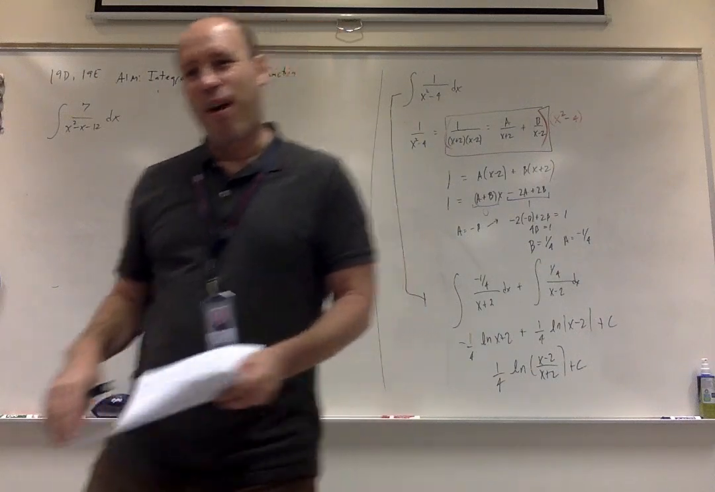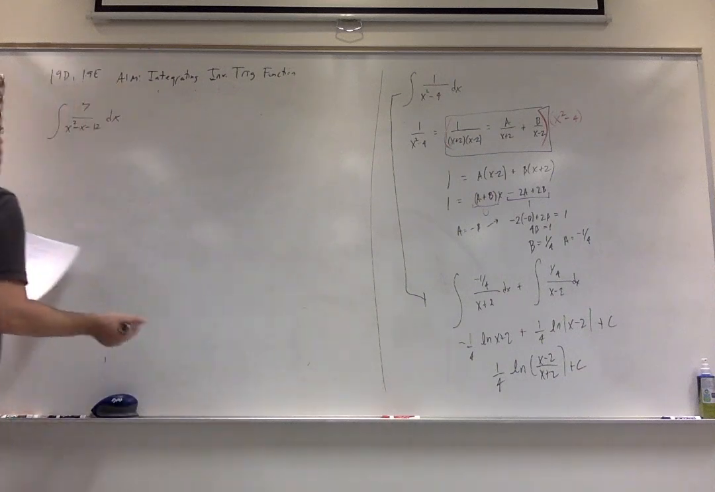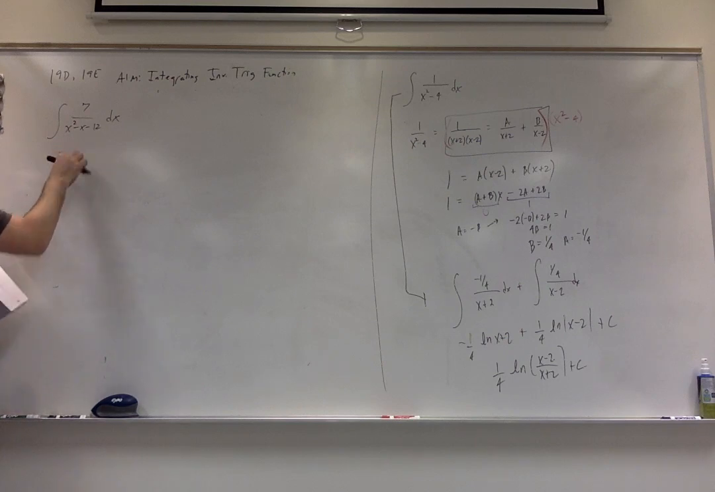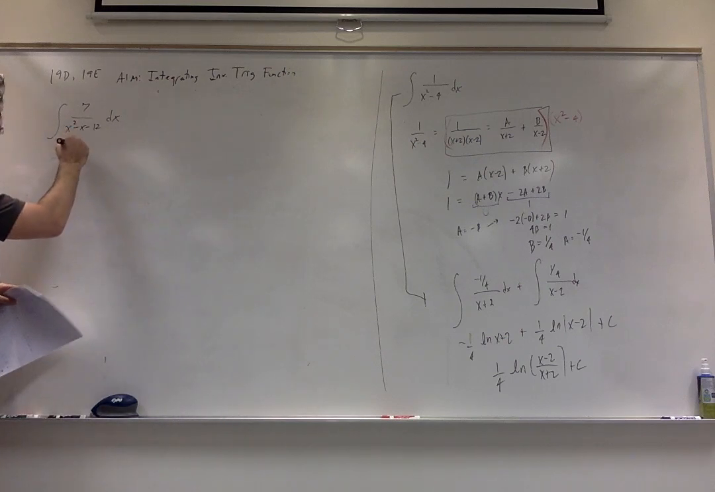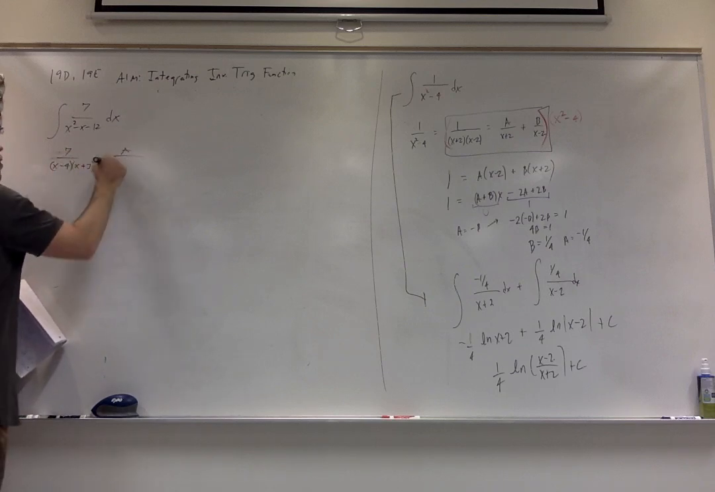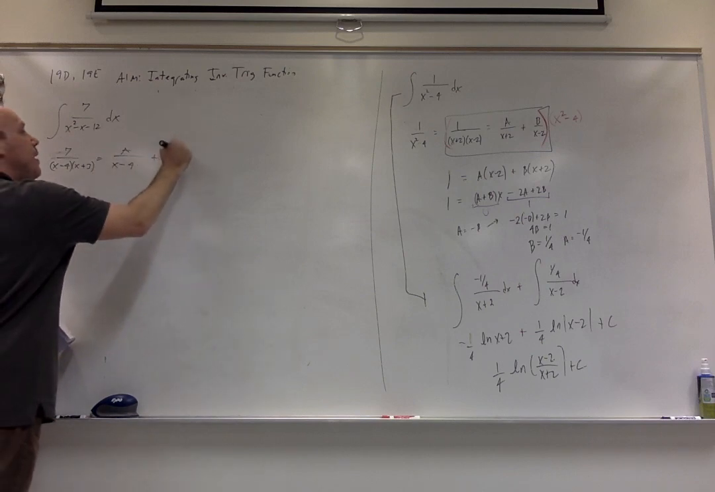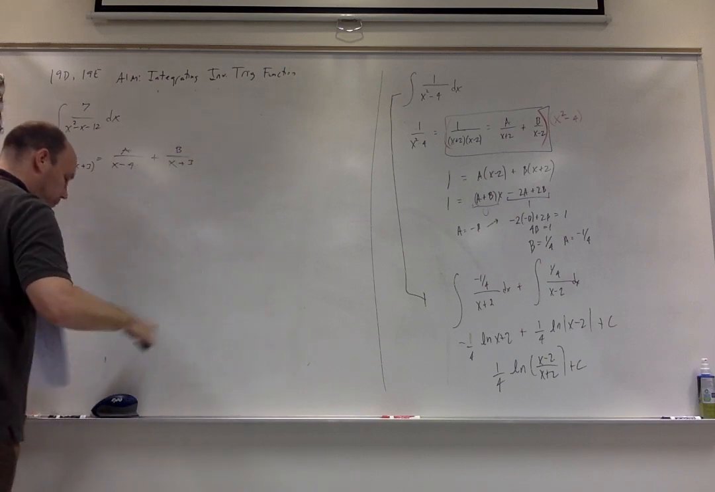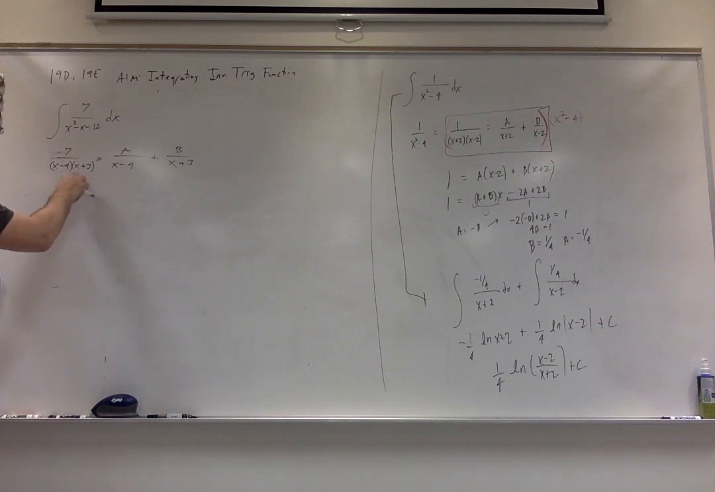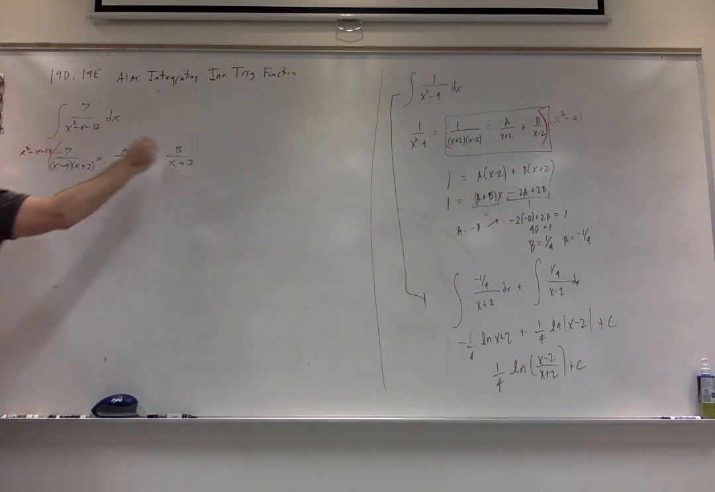Okay, we're back. Well, I'm going to pull out the 7. You know what, I'm not pulling out the 7. So I know I have 7 over x minus 4 times x plus 3 is equal to a over x minus 4 plus b over x plus 3. I need to get rid of everything in my denominator, so I'm going to multiply everything by x squared minus x minus 12.